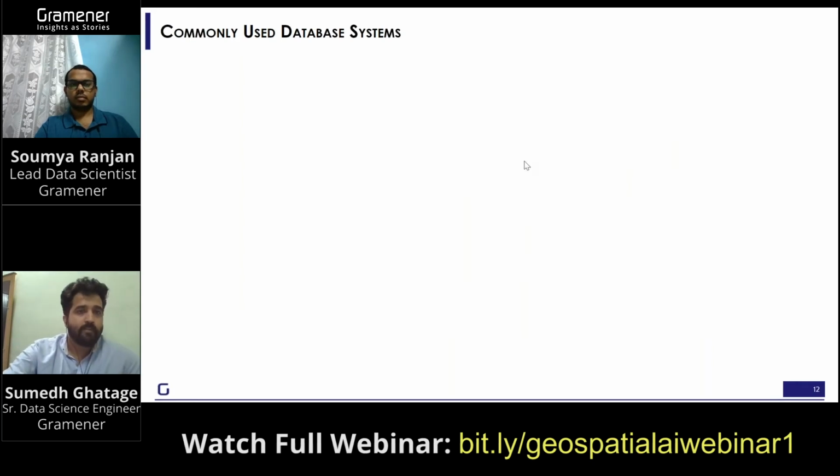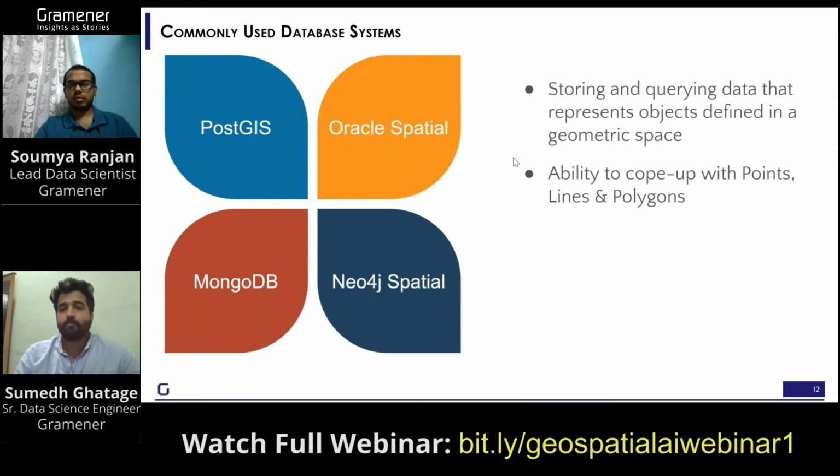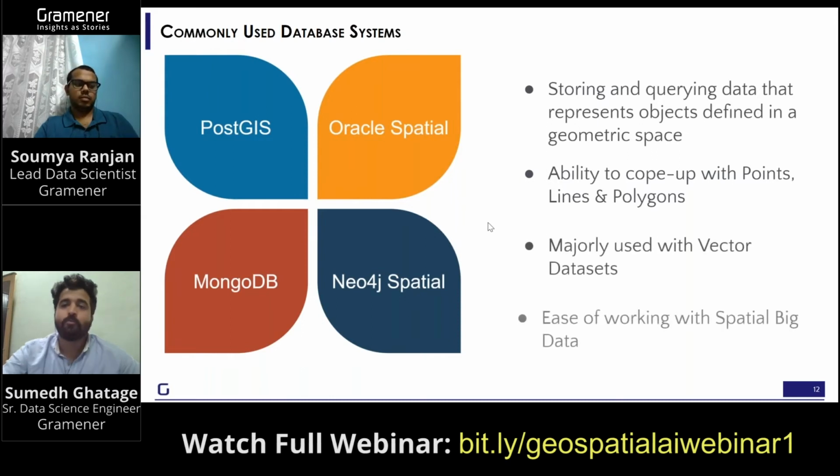These are the commonly used database systems. When we talk about GIS and a particular city, this data set is always huge. And when we talk about the higher resolution satellite imageries, those come with large storage capacity. If we want to query those data sets, we need to have certain systems which can do it in an easier manner, and that should have capabilities to cope with points, lines, and polygons.